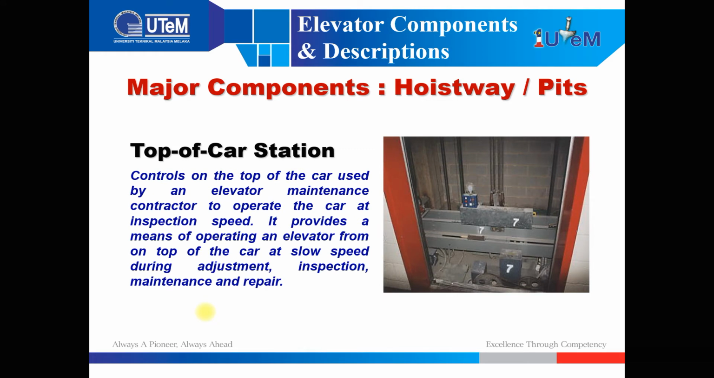Okay, top of car station. This is in the hoistway area or pits. Okay, this is the top of car station, where there are controls on the top of the car, basically used by an elevator maintenance contractor to operate the car at inspection speed. Okay, the speed during inspection and during normal operation is different. So during maintenance, the contractor will operate the car at inspection speed, and this can be controlled from the top of the car station. Okay.